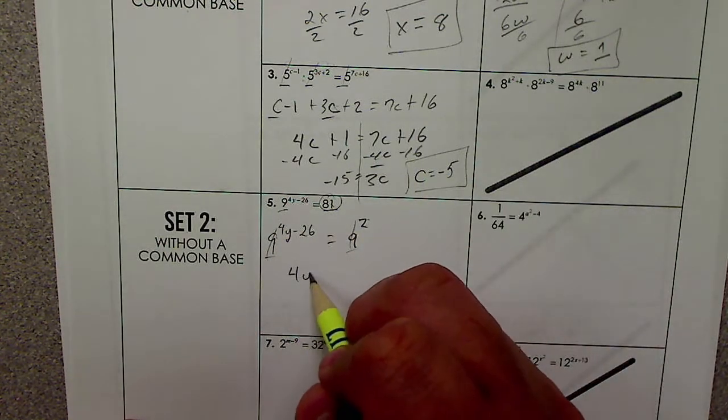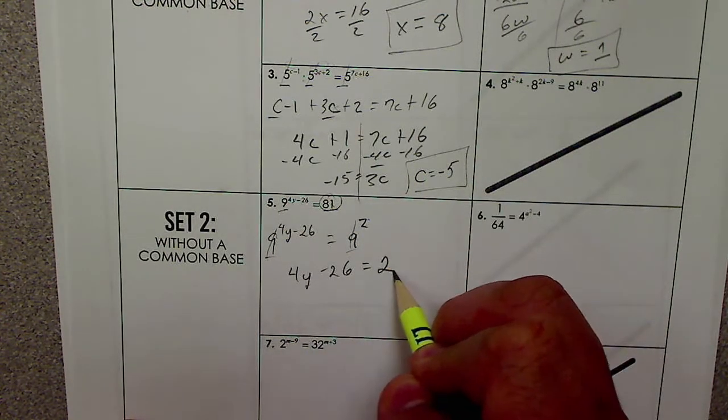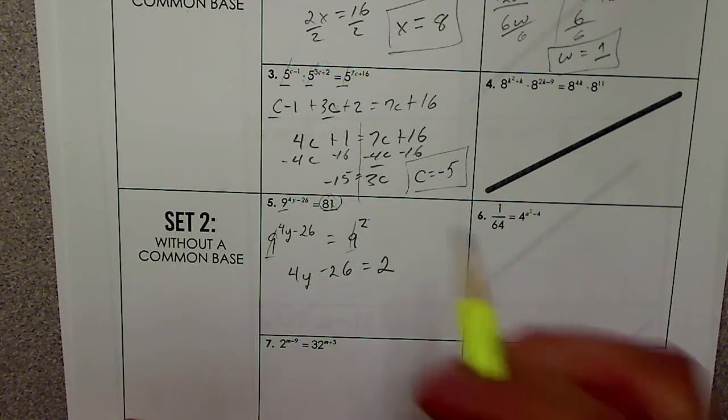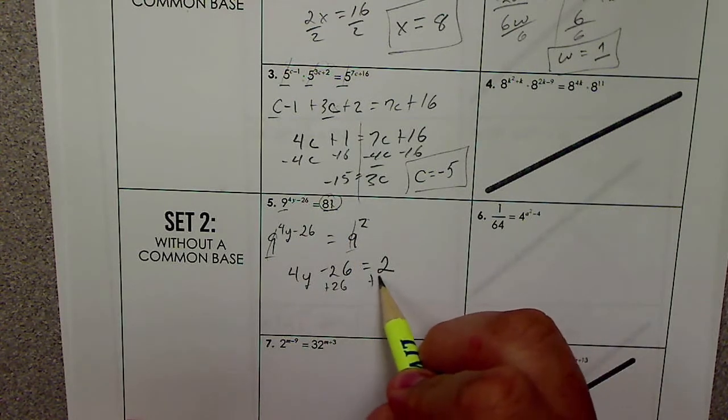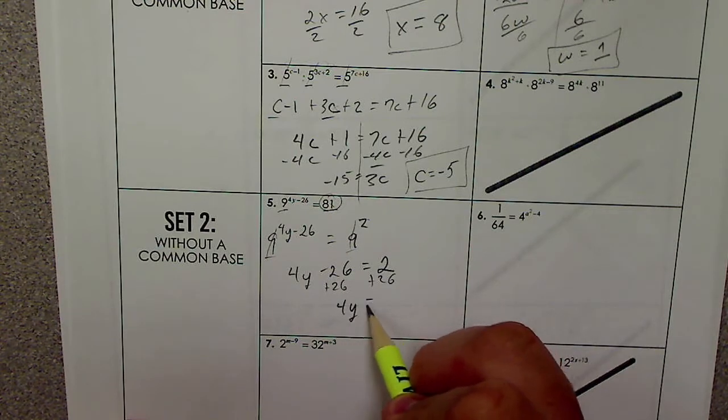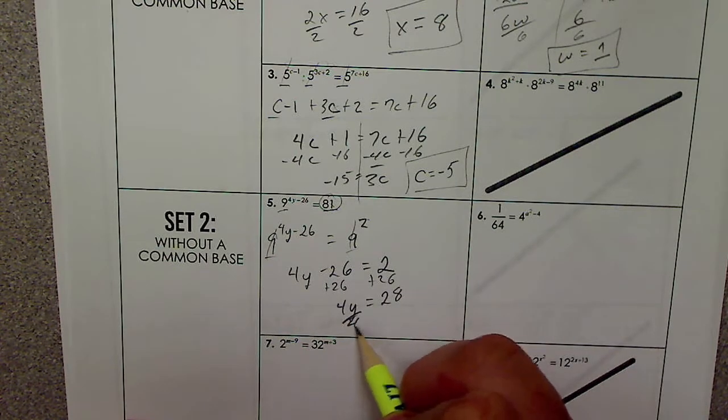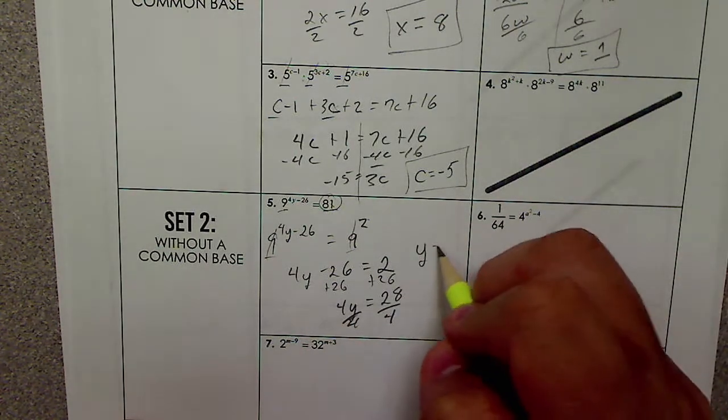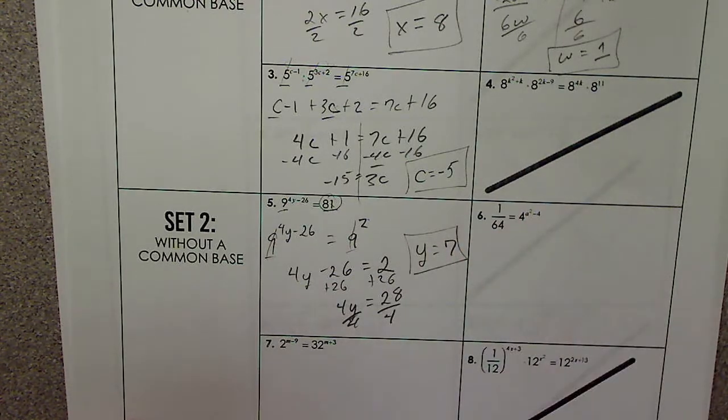You can get rid of them. Set it equal to your exponents again, and again, do a little bit of algebra, so that you get that y has to be equal to 7.